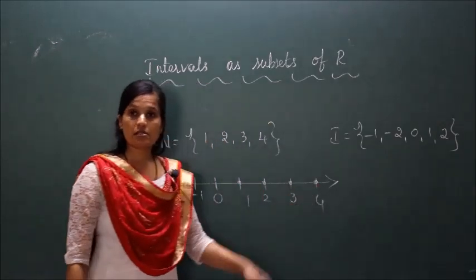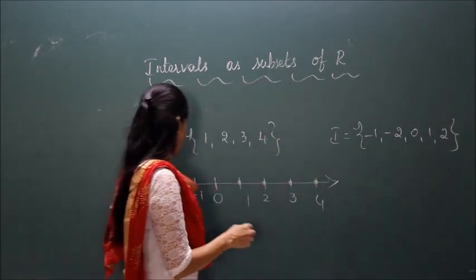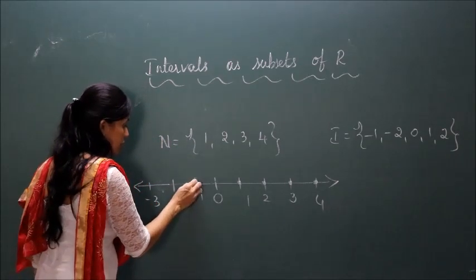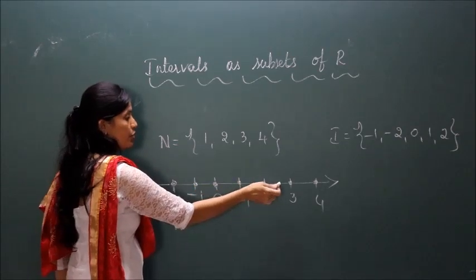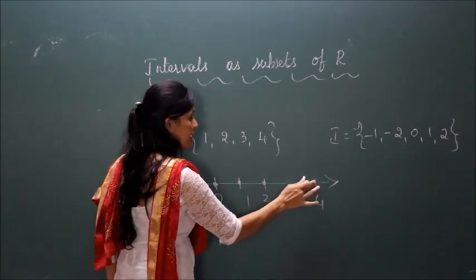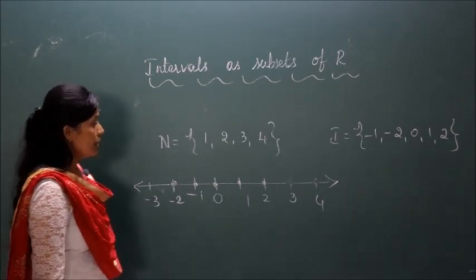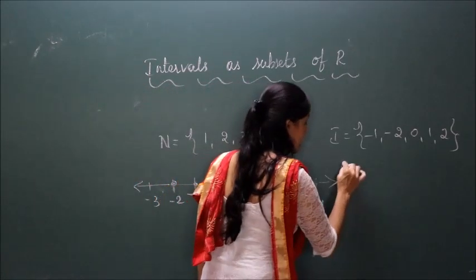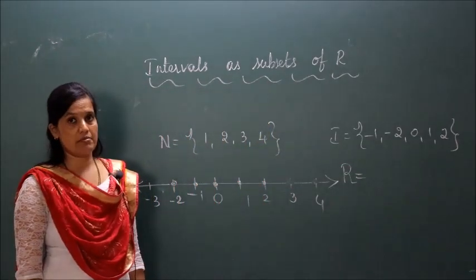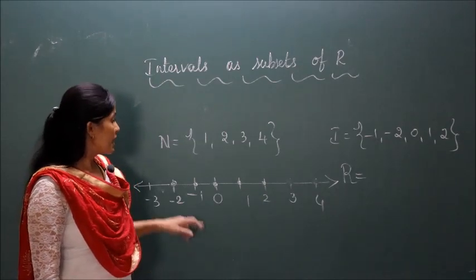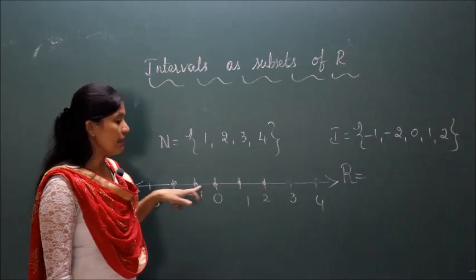Set of integers. So if you want to represent this on the number line, again the same thing. Here minus 1, minus 2, 0, 1, 2. You will write like this. Now, if it is the set of real numbers, I can't represent the numbers on the number line in this way.